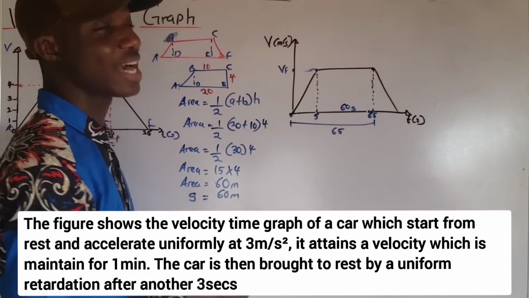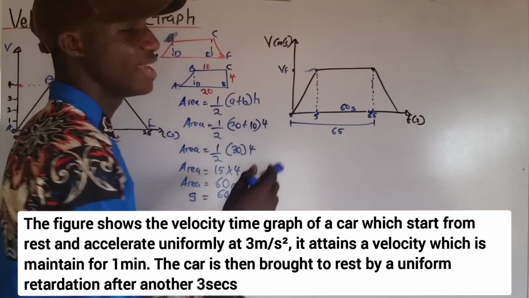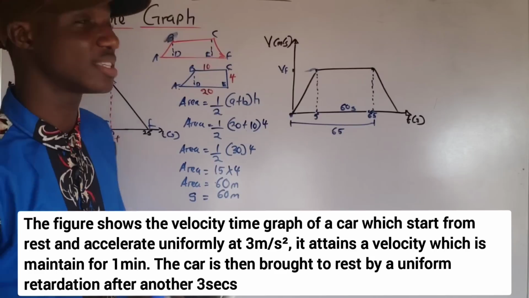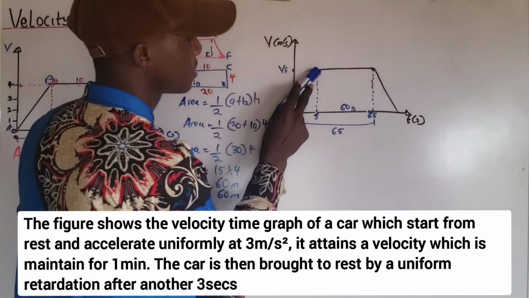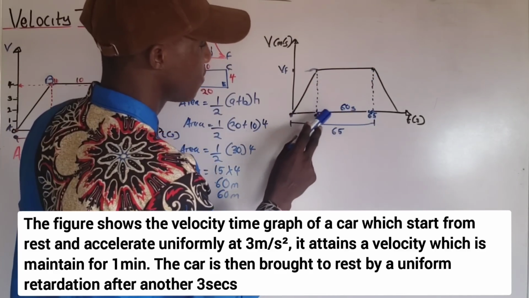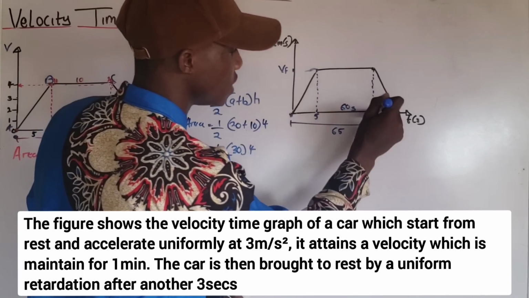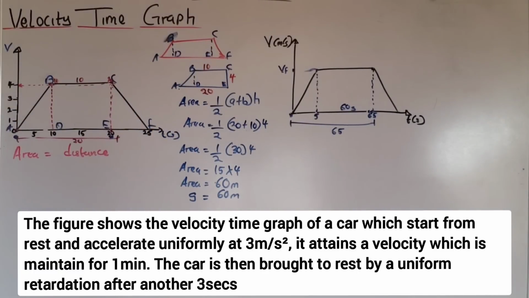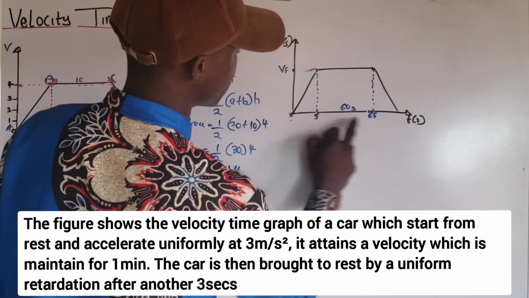It accelerates at the rate of 3 meters per second squared for 5 seconds. That is the representation here. It attains the velocity. This is the velocity. Now, it maintains this velocity for another 1 minute, that is 60 seconds. If from this point to this point is 60 seconds, and from this point to this point is 5 seconds, then the total from the start to this point is 60 plus 5, that is 65 seconds. You understand? So, let me erase this. Okay, so from this point to this point is 65 seconds.